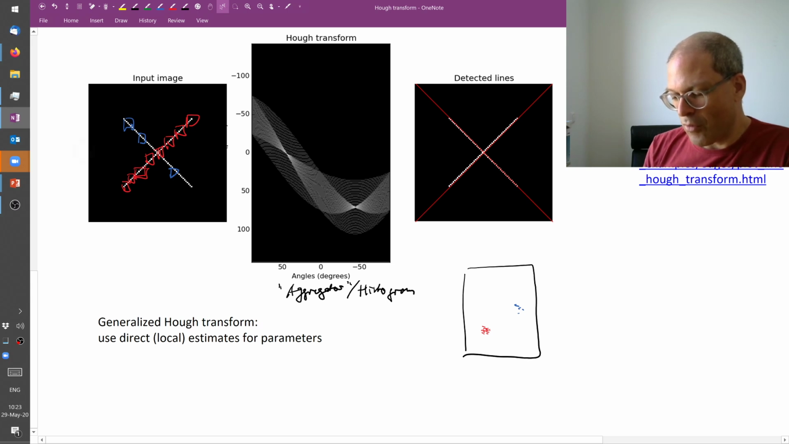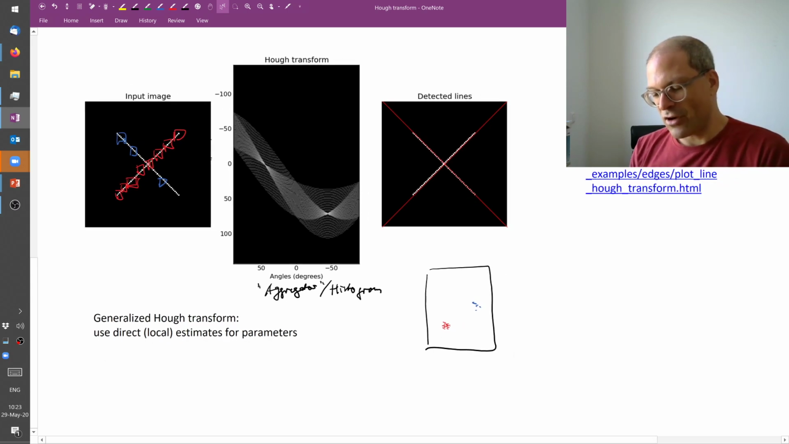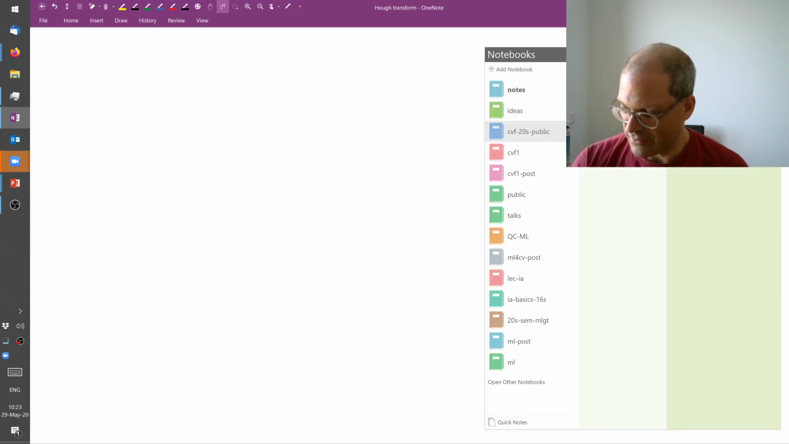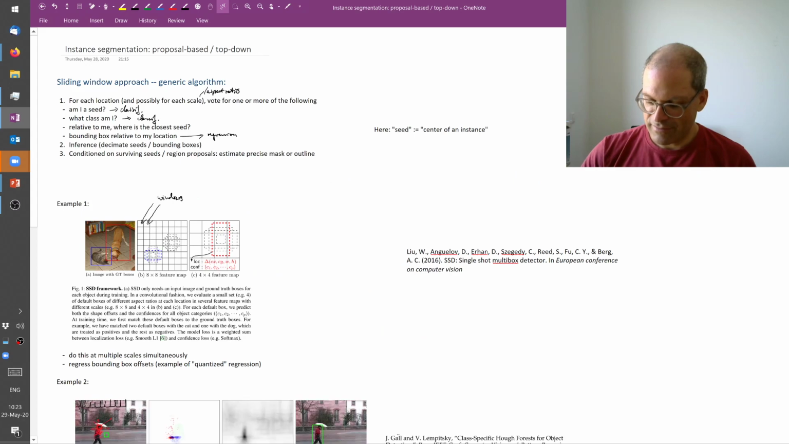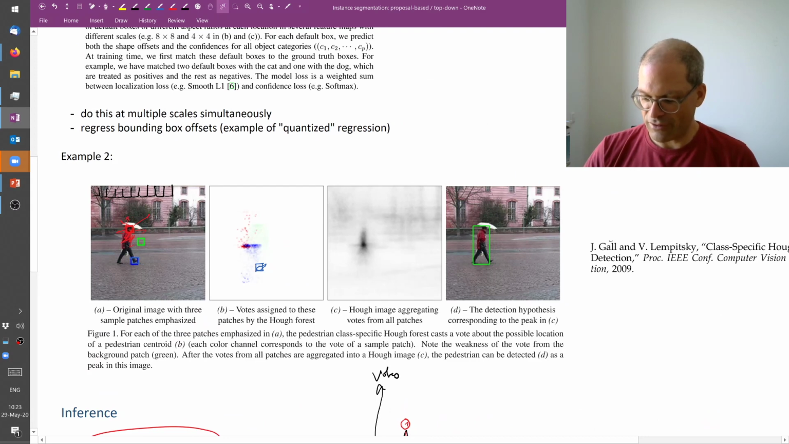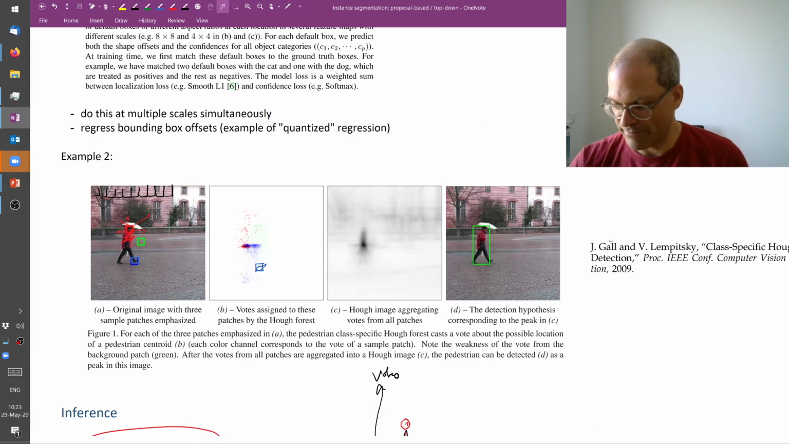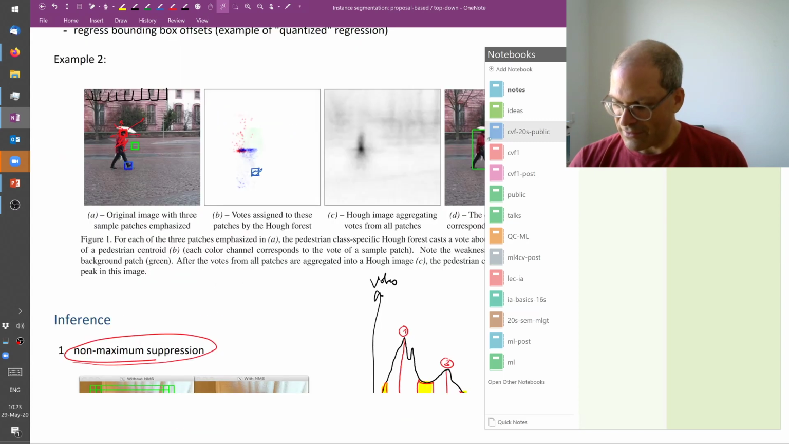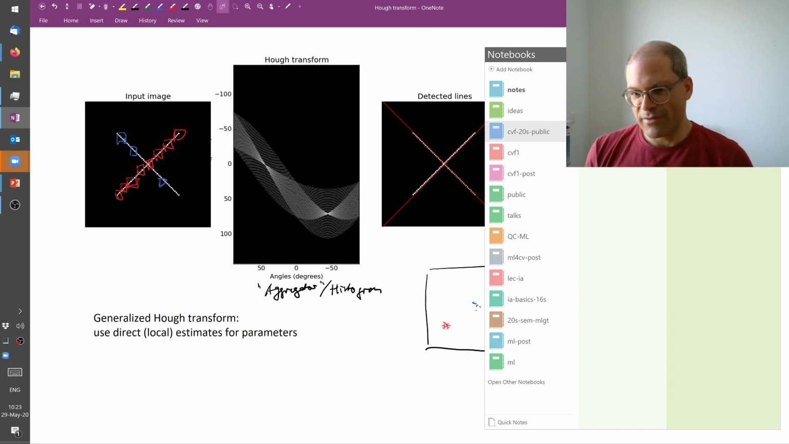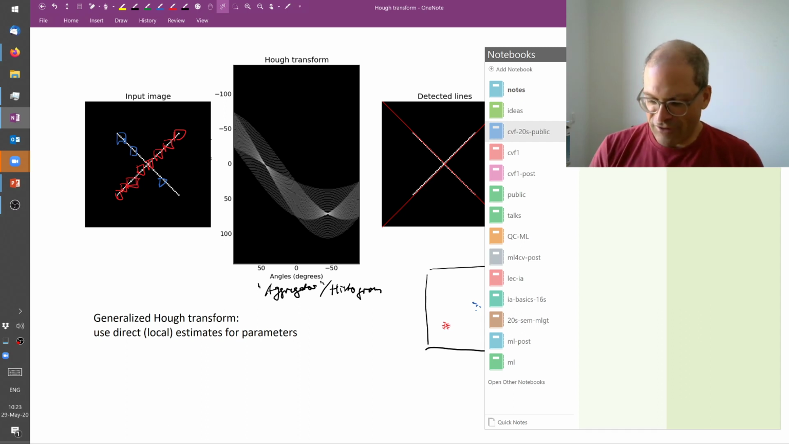Now, for more complicated problems, we can not just estimate slope and distance from origin, but as we have seen here, we can cast more complex votes, like where is the center of the closest pedestrian. And this is a trick that we're going to use in the next section, namely instance segmentation by the generalized Hough-transform. And before we go there, I will again ask you for any questions that you may have.